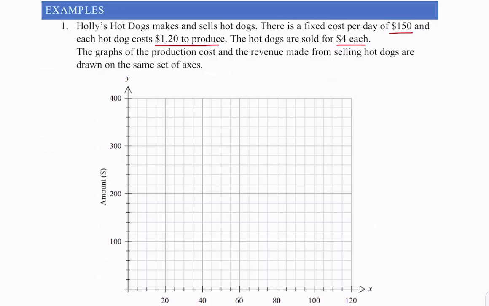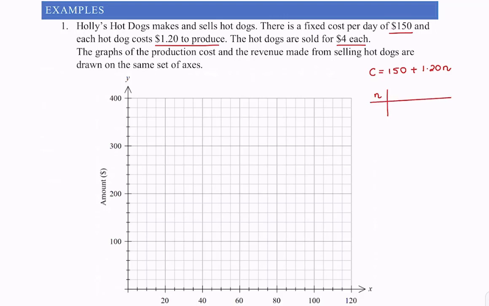So if I think about the cost, how much is it going to cost me to produce these hot dogs? You can see there is a fixed cost of $150 plus it costs me $1.20 for every hot dog, which I'll call N, that I produce. So C equals 150 plus 1.20N. The first thing we need to do is plot this on this set of axes. We could use our table of values if we wish.